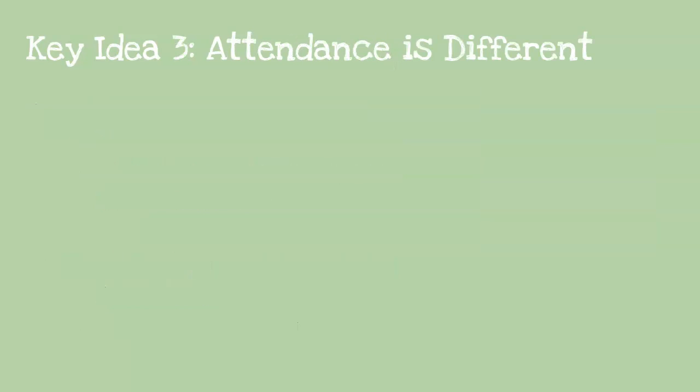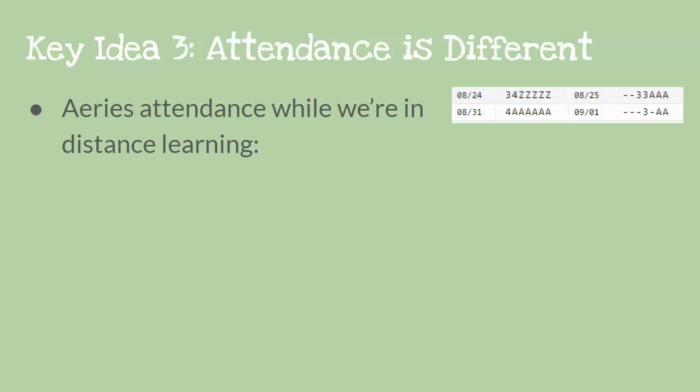The third key idea for this year is that attendance is different. We are in distance learning, and per state law, we have to keep track of a lot of different things, one of which is not only attendance, but also participation, and whether students are actually doing enough time every day? So to reflect that law, the state law that got passed by our state legislature, our attendance in Aries looks a little different.